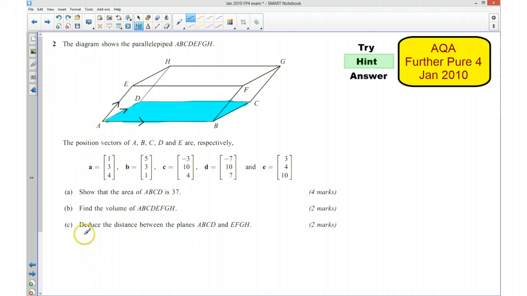For part C, you're then looking to deduce the distance between the plane ABCD and EFGH, so that's the top plane and the bottom plane. Well, at this stage you'll know the volume of the parallelepiped, and you also know the area at the bottom. If you multiply the area of the bottom by the perpendicular height, that would also tell you the volume of the parallelepiped. So that information should help you to find the distance between the two planes.